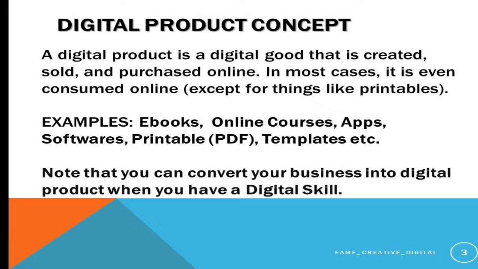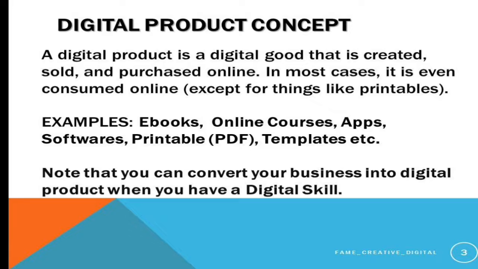What are examples of digital products? Like e-books, online courses, apps, software, printables like PDFs, templates, all those things. You can convert your business, whatever you do, into a digital product when you have a digital skill. Some people say, I have a handwork, must everybody join this computer thing, digital? How about people that are physical? If you do digital, must everybody? That's why it is important that you understand that your business, whatever you do, you could turn it into a digital product, even though it is not one.